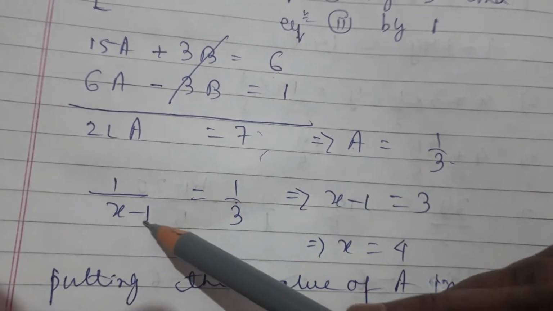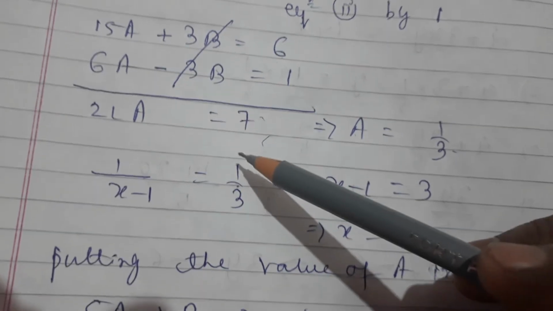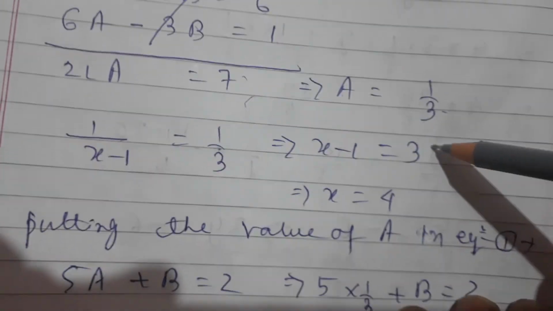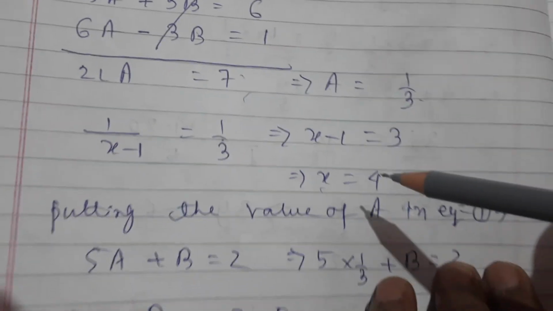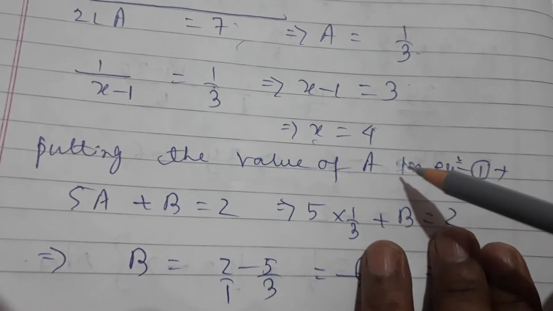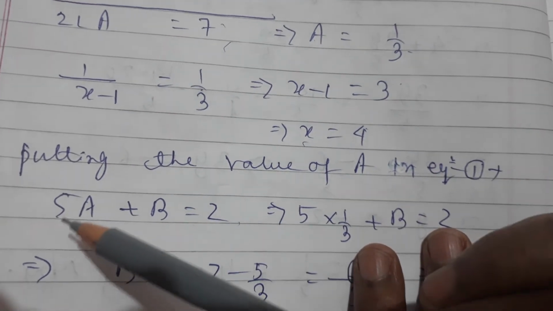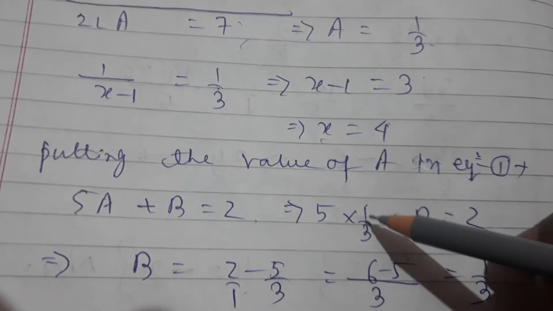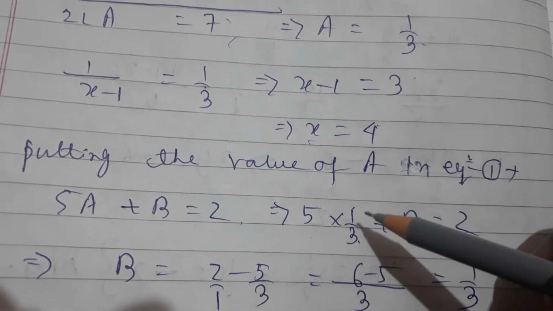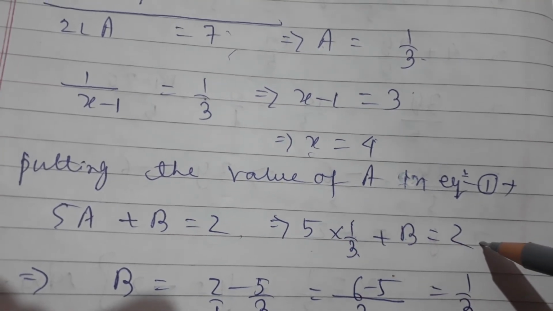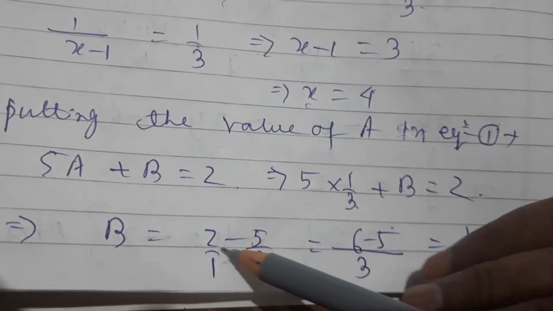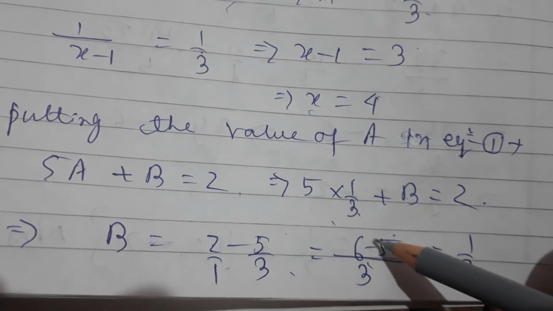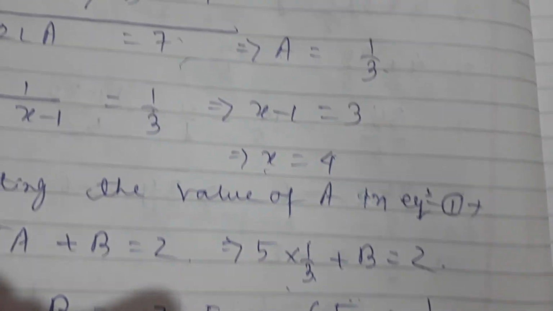Now put the value of a. 1 by x minus 1 equals 1 by 3. 1 cancels. So x minus 1 equals 3 and x equals 3 plus 1, which is 4. Now putting the value of a in equation 1. At first you write equation 1: 5a plus b equals 2, and in place of a you write its value, 1 by 3. 5 into 1 by 3 plus b equals 2. So b equals 2 minus 5 by 3. LCM is 3. So 6 minus 5, that is 1 by 3.